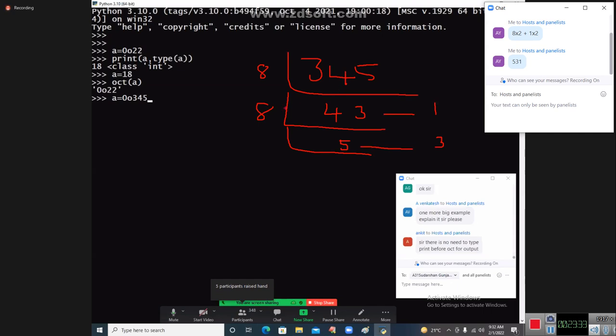Somebody asked us, sir, take one big number. 8 is this, 8 and a 0. What is the answer here? 5. 5 is the answer. What is the answer here? 531. 531 is the number.